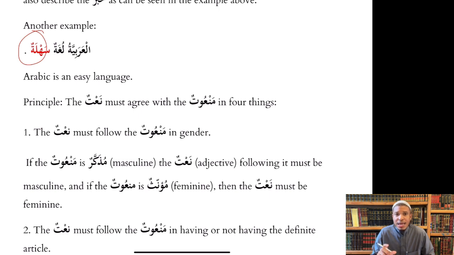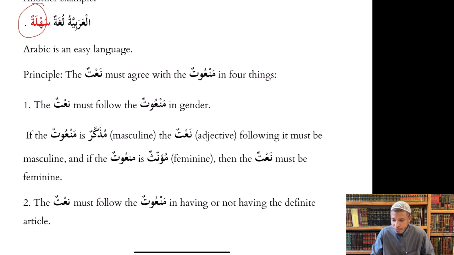النعت يتبع المنعوت في أربع. The na'at must agree with or follow the man'ut in four things. The na'at must agree with the man'ut and follow the man'ut fi arba'in, in four things.